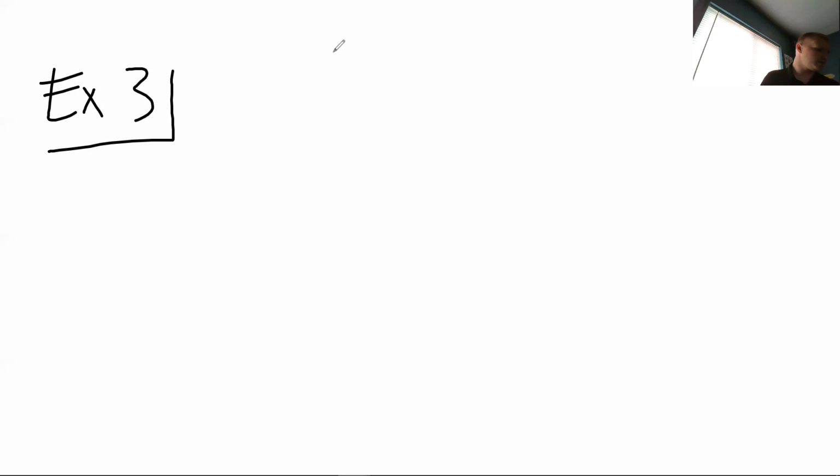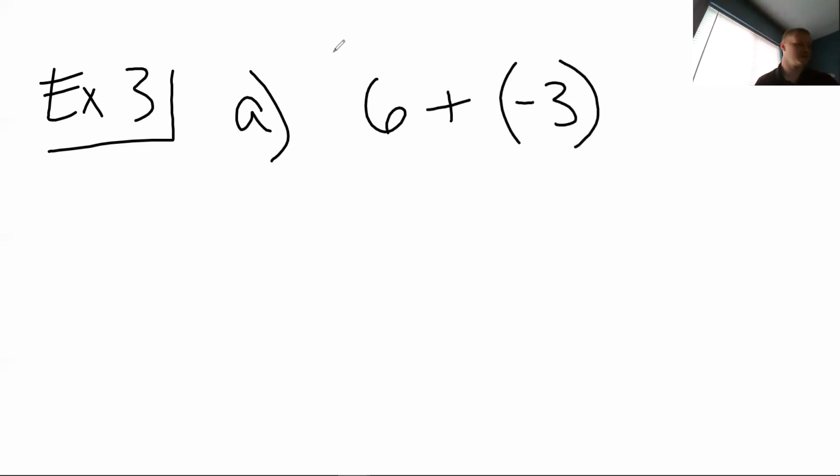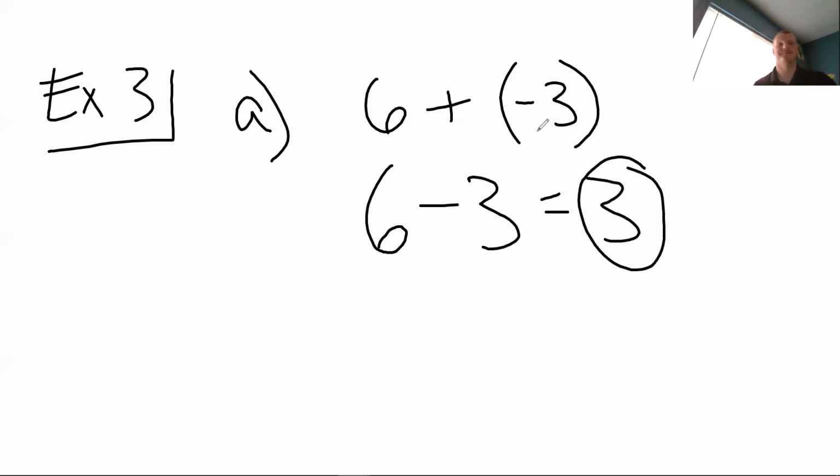So letter A, we are finding the sum. We have 6 plus (-3). Here's one of those examples we were just talking about: a bigger positive number and a smaller negative number. I can rewrite this as 6 minus 3, because it's the exact same thing. That's going to give me the same answer of 3.